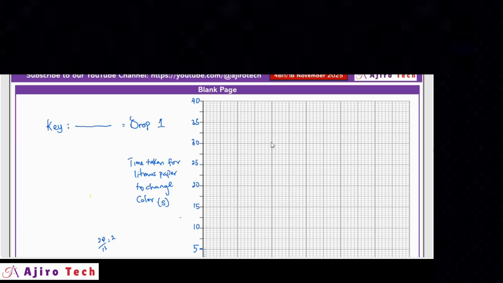Then the broken line represents 3 drops. So anywhere you see a continuous line, that's 1 drop. Anywhere you see a broken line, it is 3 drops. So let's do that.